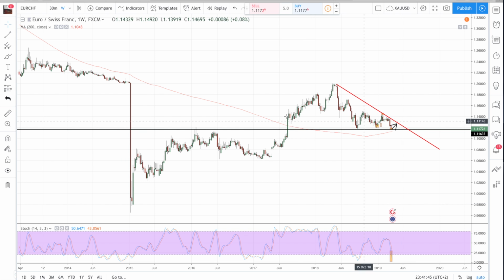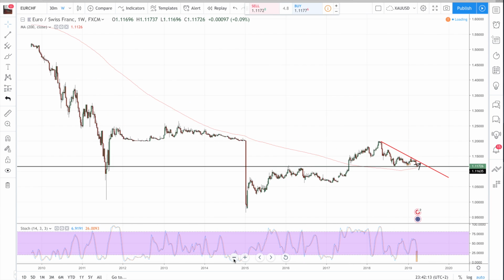we have a kind of support touching the wicks over here. Once it broke the resistance, it was because of some news. It also broke the bearish EMA. As you can see, the MA was showing us a bearish trend previously, and now we have a bullish one because it's above the MA 200. Basically, it means in the long term it should go up, especially when it's reaching this kind of support.